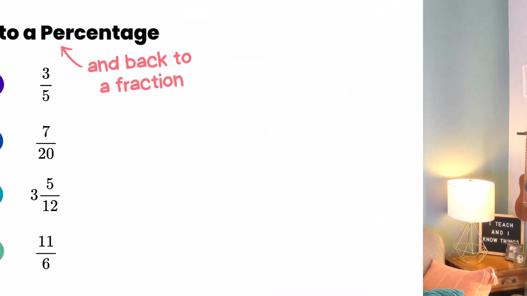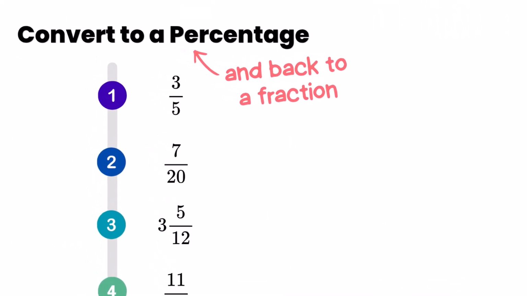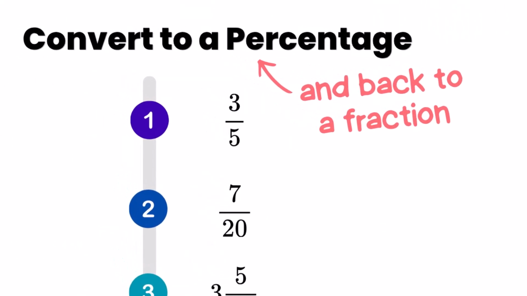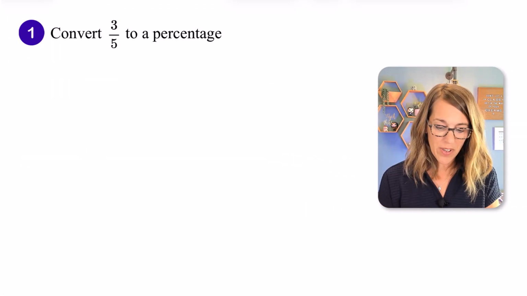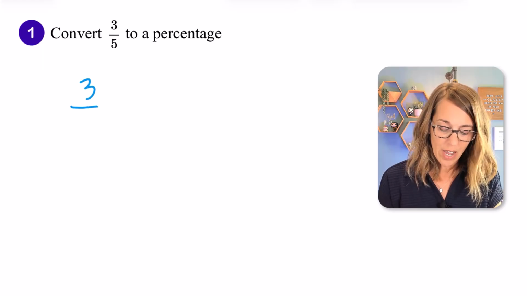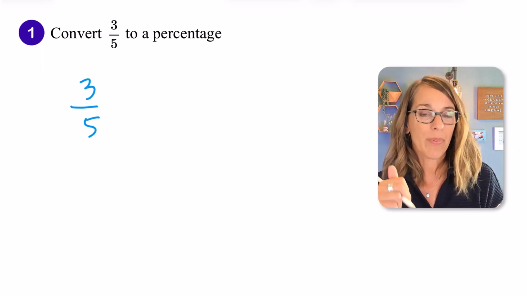Let's convert some fractions into a percentage form. We're also going to take a few of those and then convert them back, percentage to fraction, starting with this first one, which is 3/5. So 3/5 is our fraction, and we want to know what that is as a percentage.